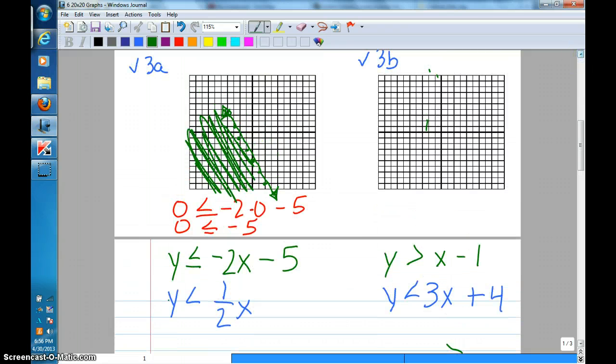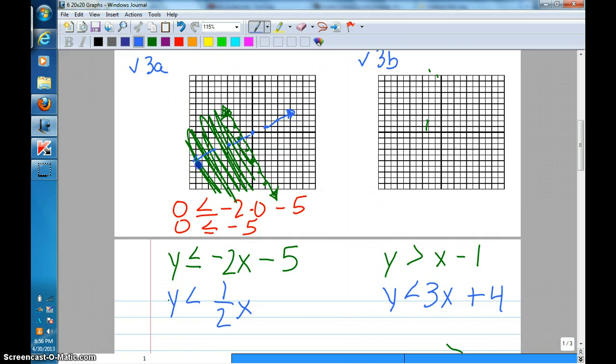Okay, so that's that line. Now I'm going to graph the blue one. y is less than 1/2 x. So again, the y-intercept is 0. The slope is up 1 over 2, up 1 over 2, down 1 over 2, down 1 over 2. This one is a dashed line this time.